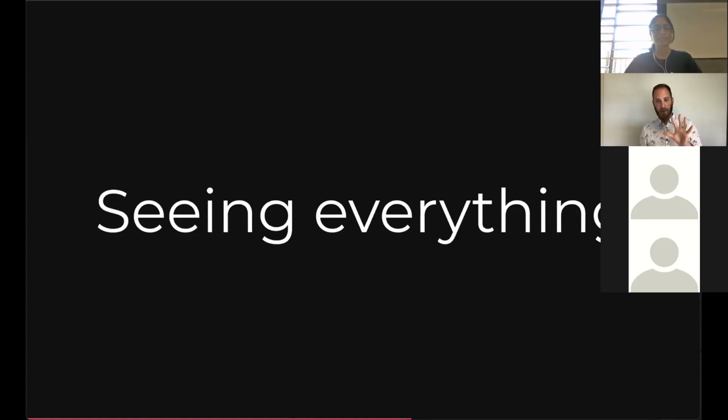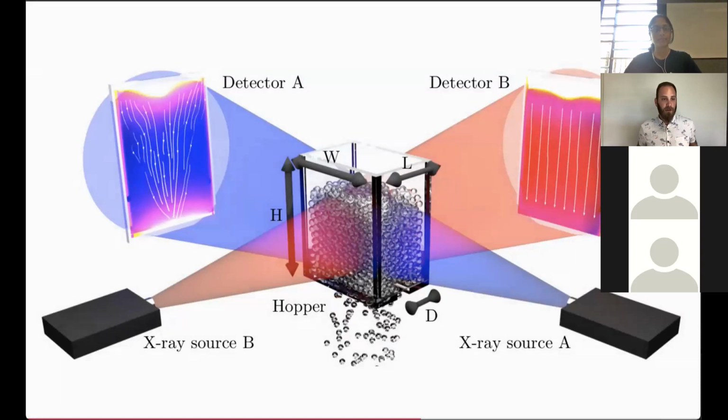If we want to be able to see everything, and I mean everything. So we've done lots of other kinds of tests. What we do in these ones is the same idea. We have two X-ray sources, two X-ray detector panels. And this time we've got a rectangular box, and it's got a long strip hole at the bottom. And all these particles are flowing out through that hole. And from the two different directions, we get two different views.